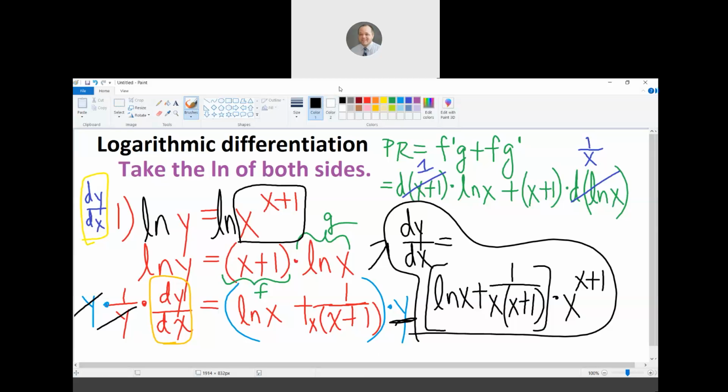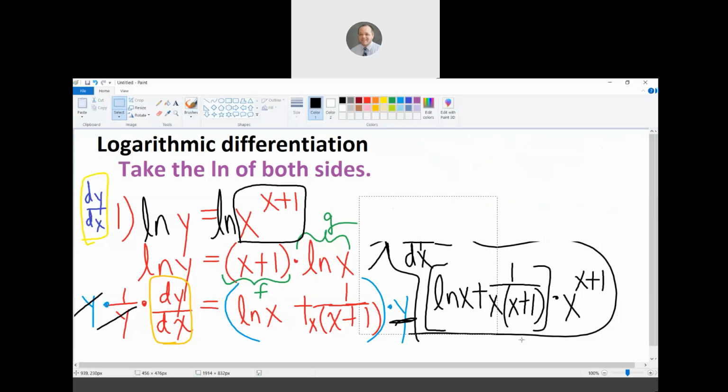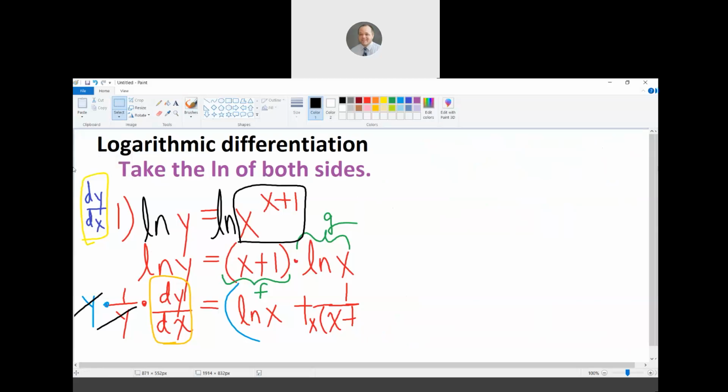Let's look at another example in which you must use logarithmic differentiation. So let me erase the whiteboard. And I'll put the second problem up here.